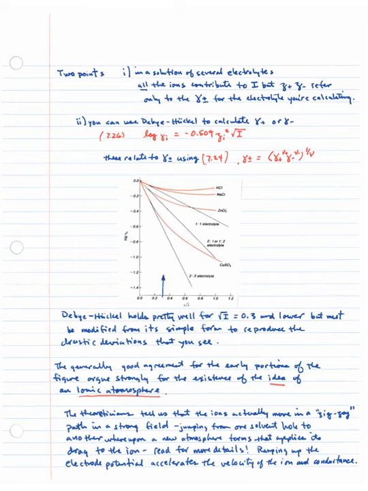The theoreticians tell us that the ions actually move in more of a zigzag path in a strong field, jumping from one solvent hole to another, whereupon a new atmosphere forms that applies its drag to the ion. There's a good paragraph in the text that gets into the details of this. They talk about a kind of relaxation time. There is a time that it takes for the ionic atmosphere to form.